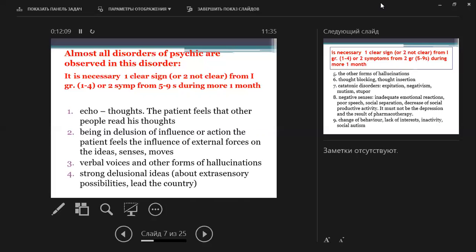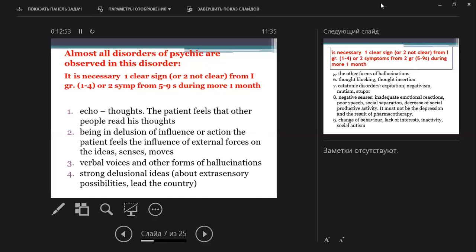Next, verbal voices and other forms of hallucinations. For example, voices when the person listens in the head to voices of other people, maybe from outside, maybe different voices. The voices may be imperative voices when they influence the behavior of this person. For example, they command him to kill something, to stand up, go there, go here, and so on. Don't eat with members of the family. These are imperative hallucinations, and usually verbal or auditory hallucinations predominate.